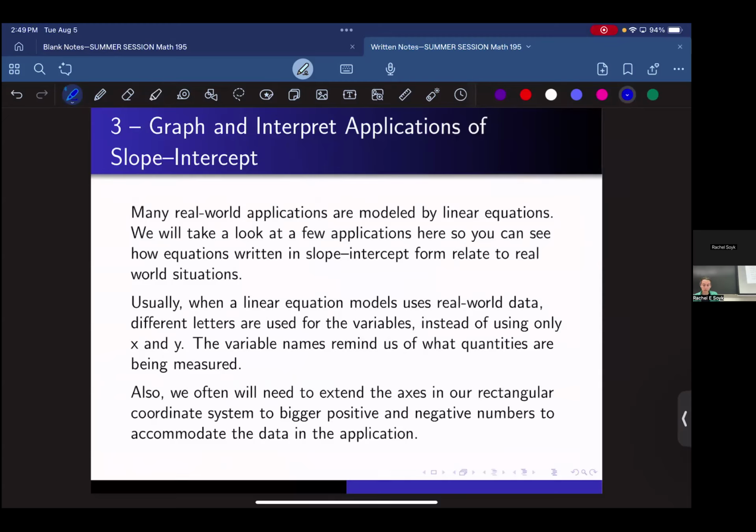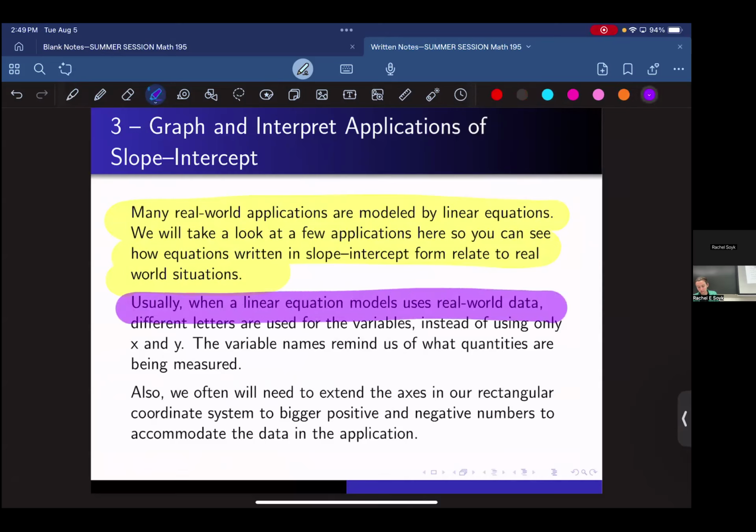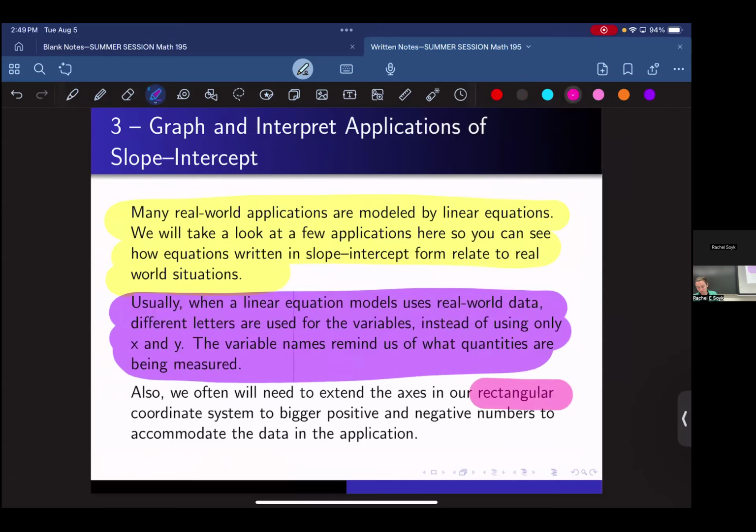So our objective 3 is graphing and interpreting applications of slope-intercept. So maybe I'll have someone read the yellow, another person can read the purple, and then the last person can read the pink. So who wants to be yellow?